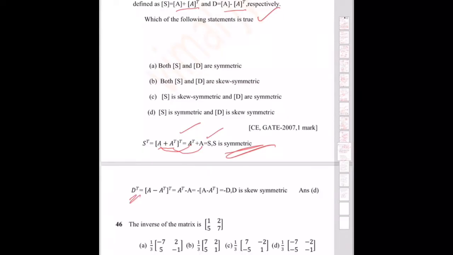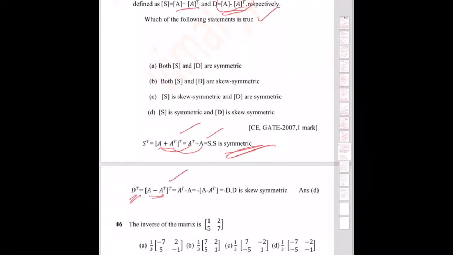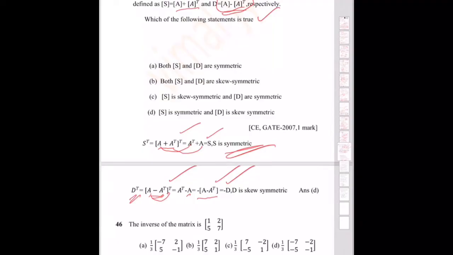Then D equal to A minus A transpose. D transpose equal to (A minus A transpose) all transpose. That is equal to A transpose minus A. That is minus (A minus A transpose). That is equal to minus D. That is, D transpose equal to minus D. That is, D is skew symmetric. That is, answer D is correct.